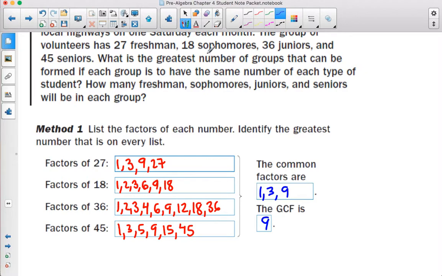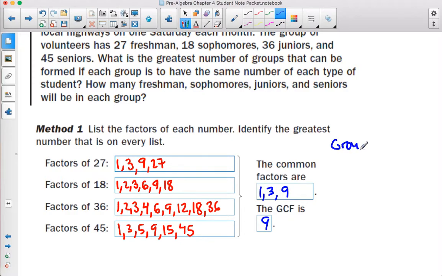So that means the greatest number of groups that can be formed would be 9 groups. I would have 9 groups. If I did 9 groups, that means in each group there would be 3 freshmen, 2 sophomores, 4 juniors, and 5 seniors in each group. So if I made 9 groups, this is what one group would look like.